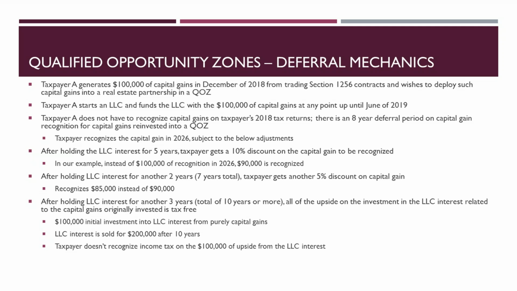So saying it a different way, and think of this in trading terms, you fund the LLC with 100K, your basis in that LLC is 100,000. Let's say the real estate or the LLC itself, the property value appreciates fivefold to $500,000 after 10 years. And then you sell the interest for 500. You're not paying any tax on the difference between the $100,000 of capital gain you originally put in and the $500,000 sale price. It's all tax-free.